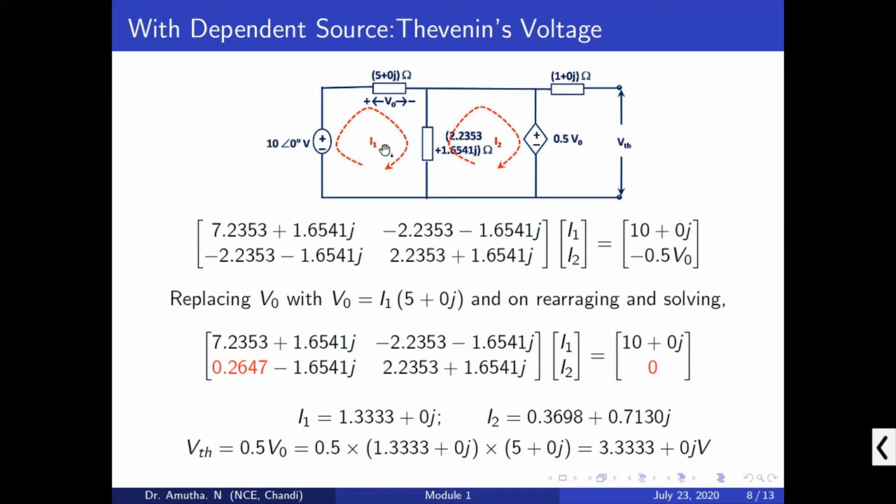This is not the branch current. What is the branch current here? The branch current of this particular resistor is I1 minus I2. Here it is simply I1. I1 represents the loop current. It is not the branch current.